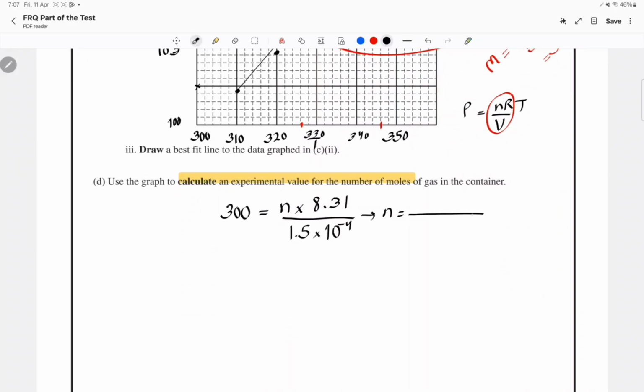So now N is equal to, put that 8.31 down, times 300. And I got myself 5.4 times 10 to the power of negative 3 mole. And yeah, that should be it.